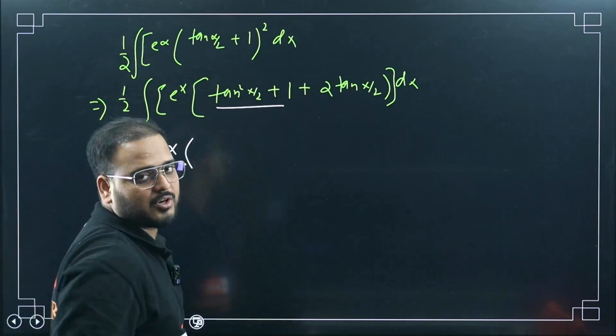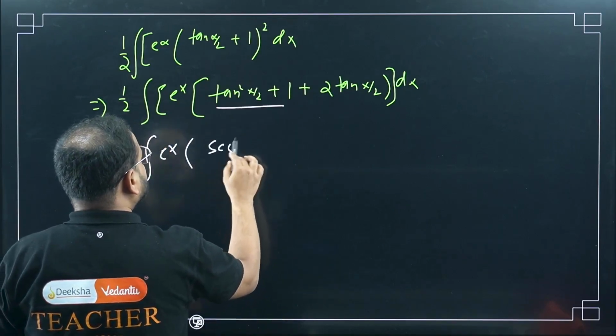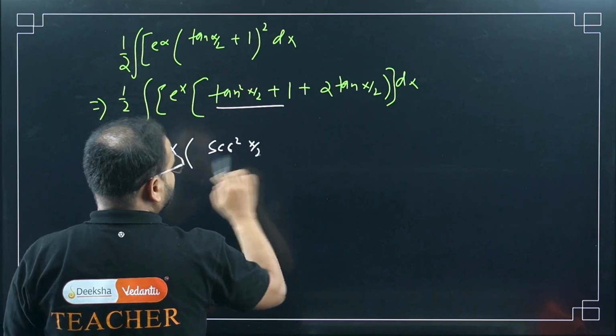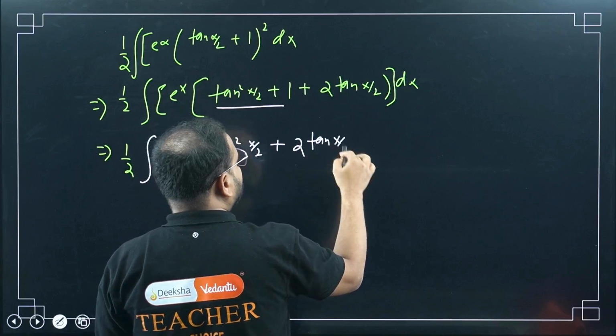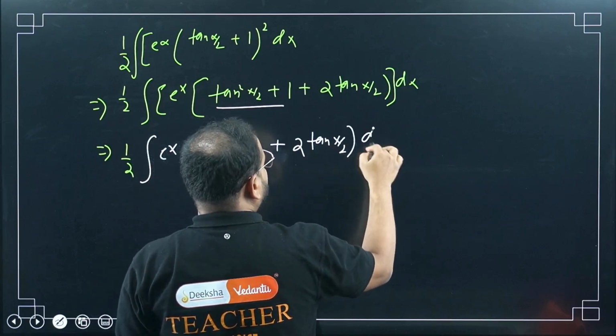1 plus tan square is how much? Sir, simply sec square theta. Sec square, same angle x by 2, plus 2 tan x by 2 with dx.